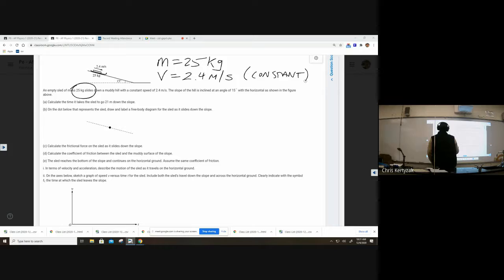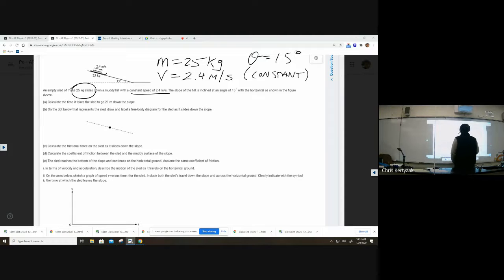So they describe it as a muddy hill, and for that reason, there's some friction. So there's a resistance to the motion down the hill, some force in the opposite direction. For that reason, it's just the right amount of force so that it goes down the hill without accelerating. It just slides down at a constant speed. The slope of the hill is given as 15 degrees. And that's it. First question, calculate the time it takes the sled to go 21 meters down the slope.